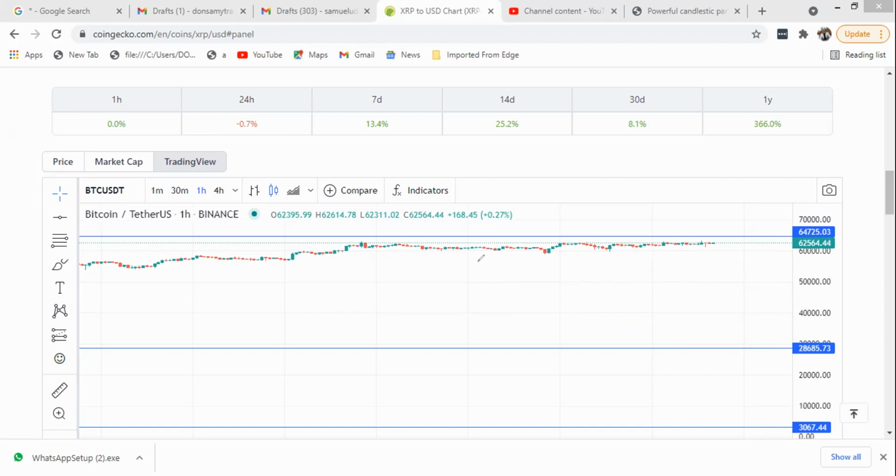Now, these candles, what do they represent? Why are we looking at the candles? Whenever you open your chart and you see a candle like this with a red paint, it shows that the market is selling.